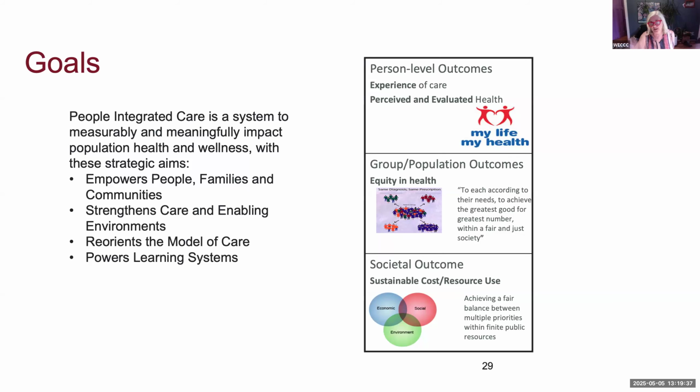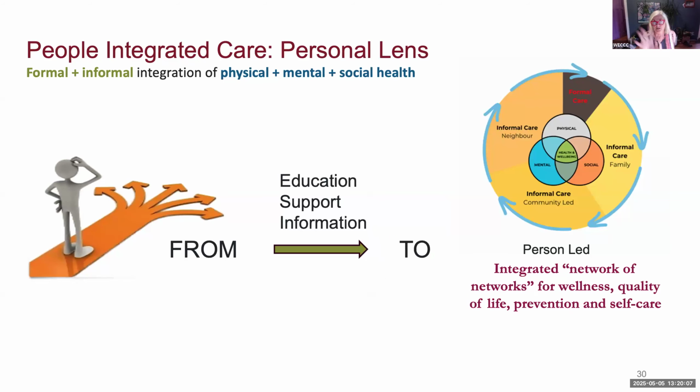So the measurable outcomes happen at individual, group, population, and societal levels. This is just another way of saying those quintuple aims of the health system are really important for us as well, to measure the difference and demonstrate the impact so you can get people interested in it, sustain that growth, and build those partnerships. So this is a representation of what people integrated care looks like.